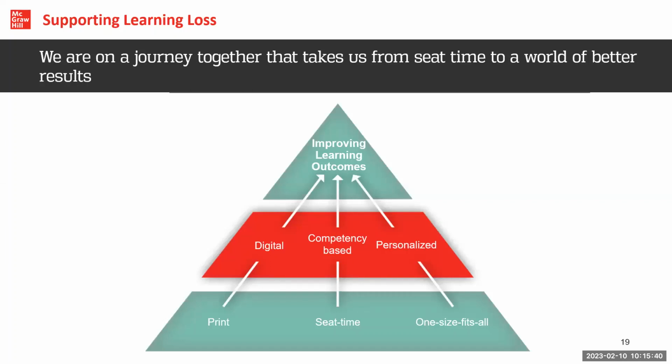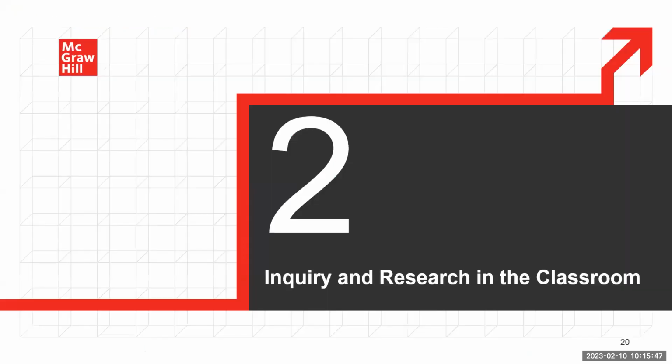Okay. I'm going to flip over to topic number 2. Is it okay? Can we switch gears? Still goes to student performance. It still goes to meeting the needs of individual students. But let's think about inquiry and research for a moment.